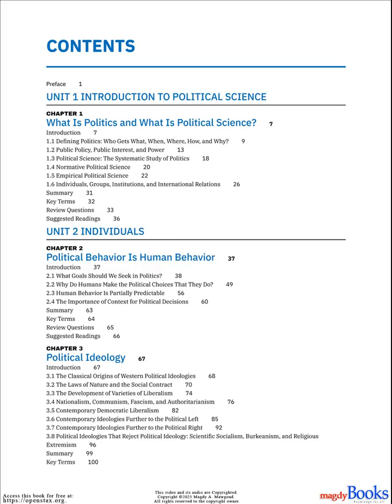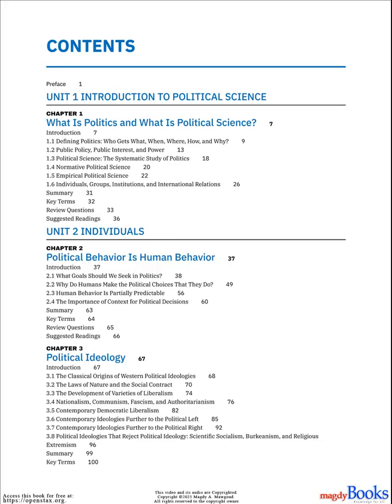Chapter 3, Political Ideology. Introduction. 3.1, The Classical Origins of Western Political Ideologies. 3.2, The Laws of Nature and the Social Contract. 3.3, The Development of Varieties of Liberalism. 3.4, Nationalism, Communism, Fascism, and Authoritarianism.